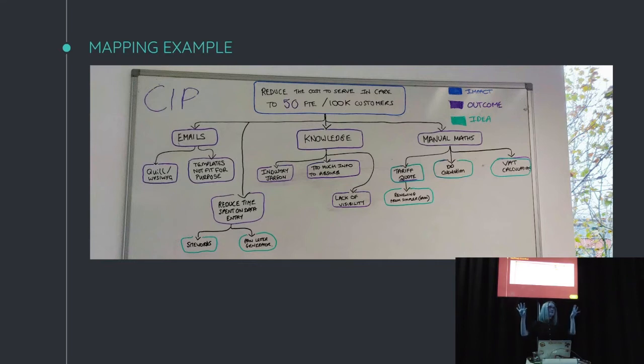So we've got our big impact at the top, and then underneath we've got outcomes. So for example, one thing we know that increases the cost to serve is when our agents have to manually sit there with pen and paper and calculate maths while they're on the phone to a customer. And below that we then link down to the ideas.